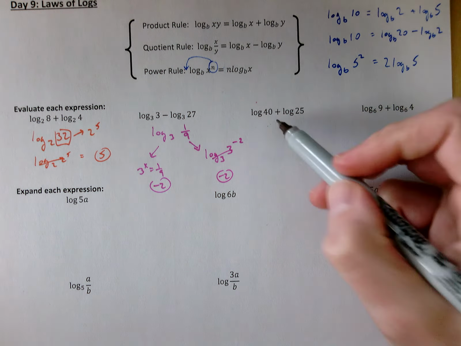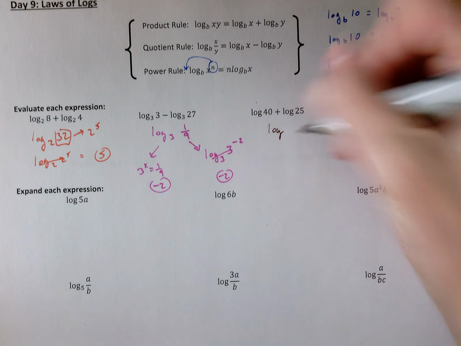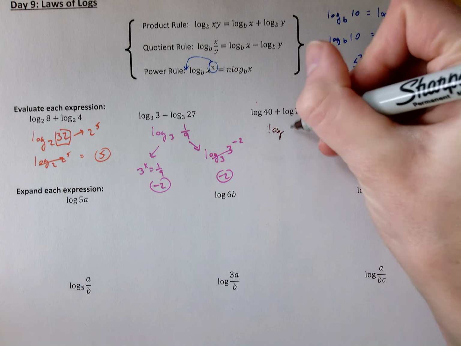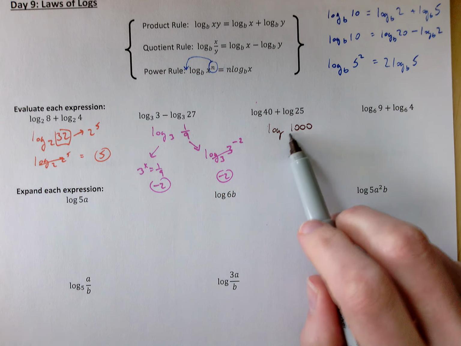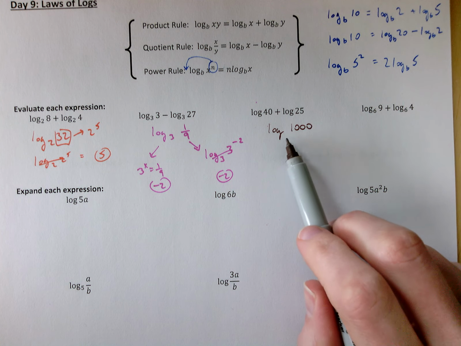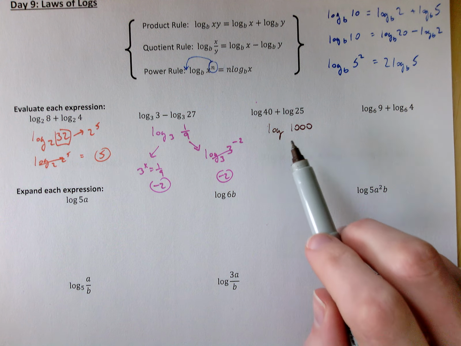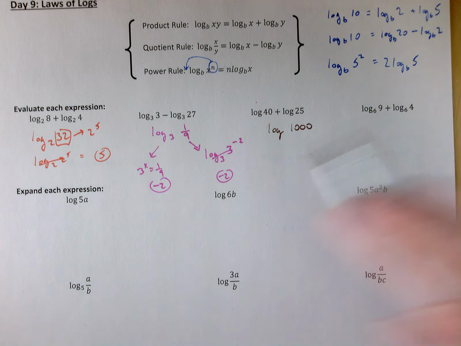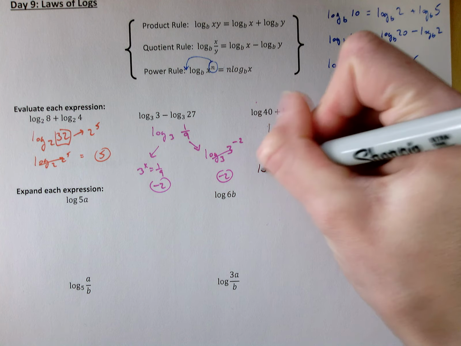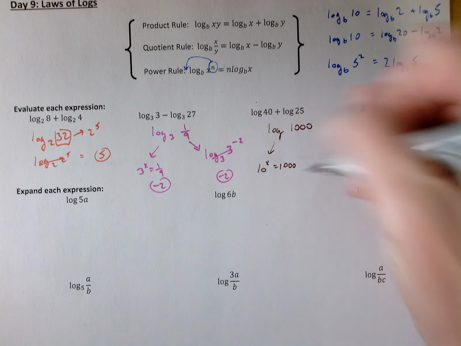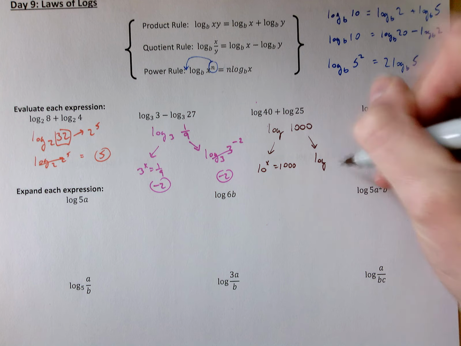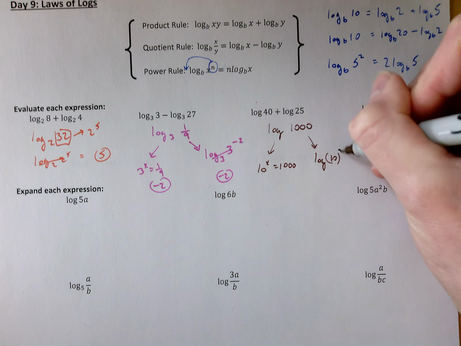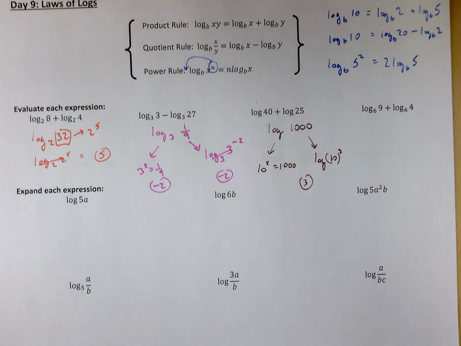All right, this guy, we're adding two logs together so I can multiply those. 40 times 25 is 1,000, which I know you just knew off the top of your head. Okay, and then remember, there's no base number written here, which means by default it's a 10. So I could think of this as 10 to what power equals 1,000, or you could think of this as log base 10 of 10 to the third. But either way, you're going to get 3 as your answer.